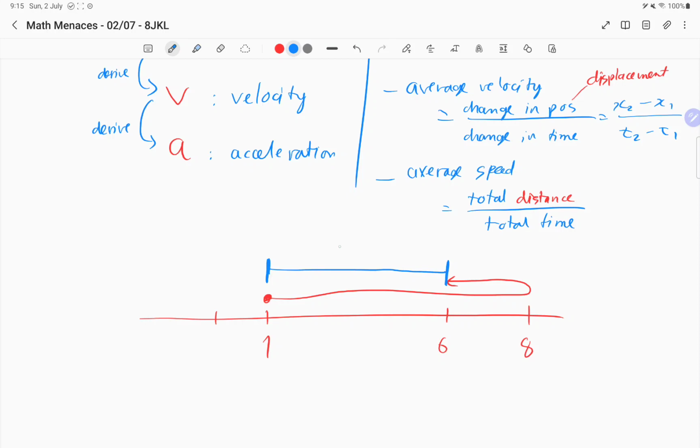Doesn't it go to 6? Yes, it's from 1 to 6, which is 5. Oh, okay. I thought it was 0. It's the change in position. This is the final x2 minus x1, right? So the displacement would be 5.